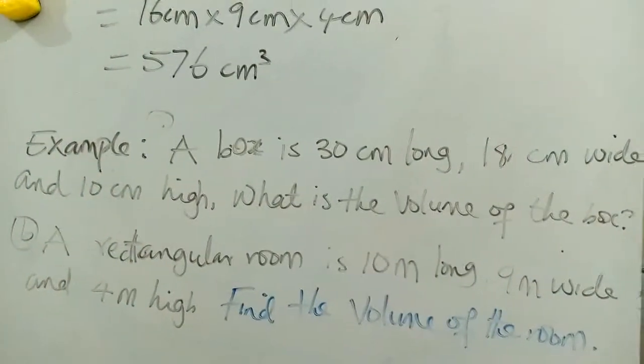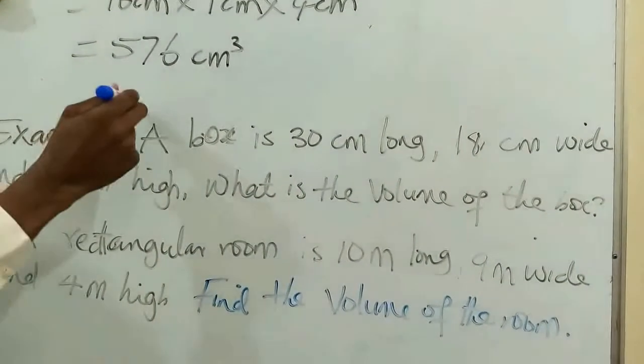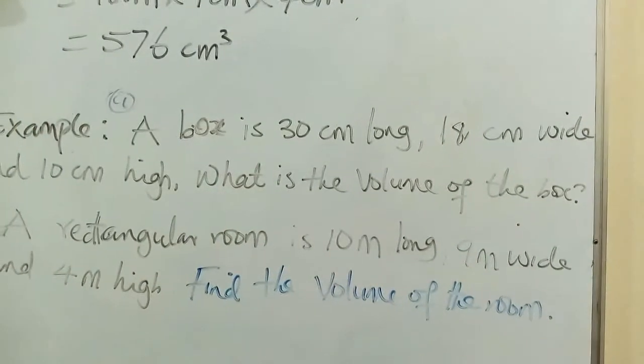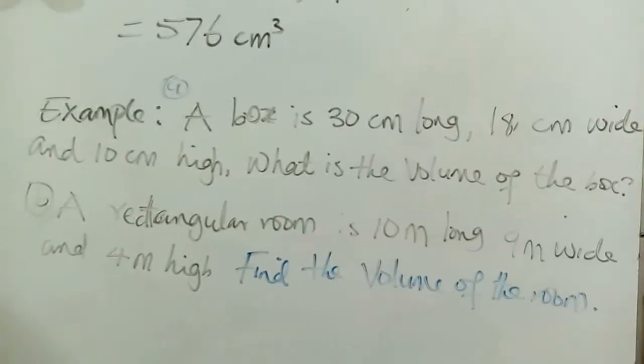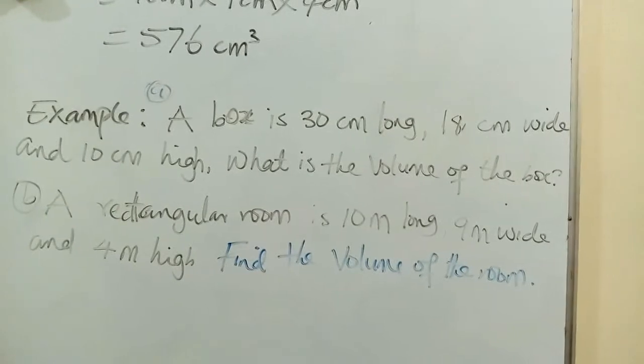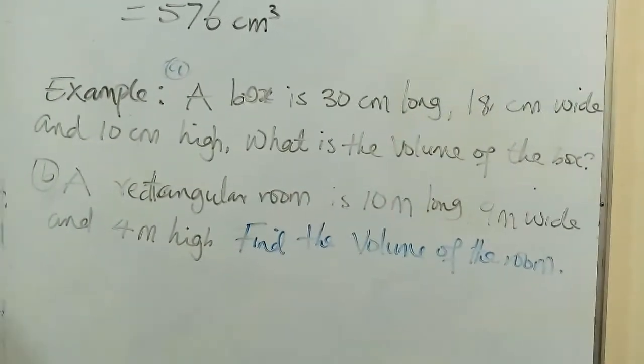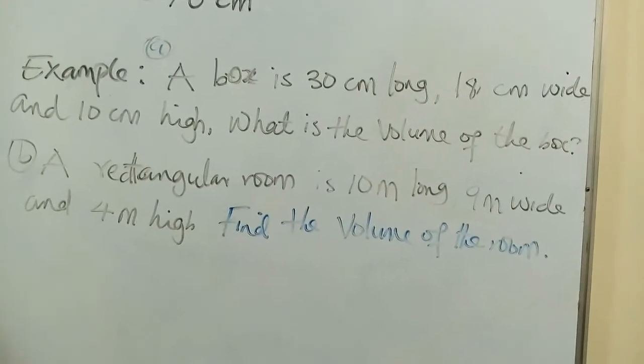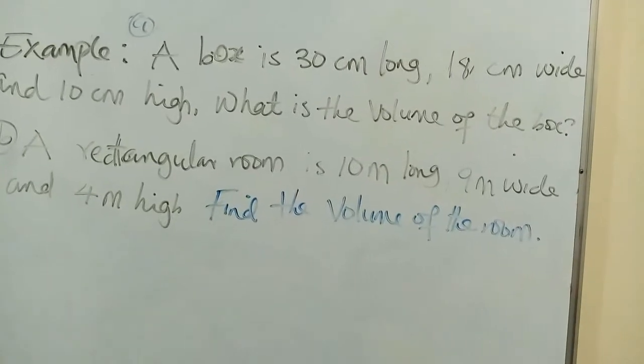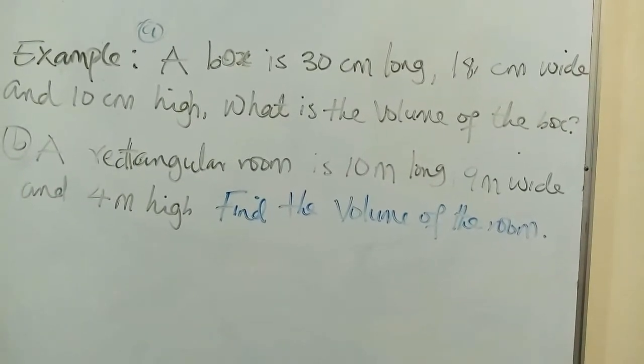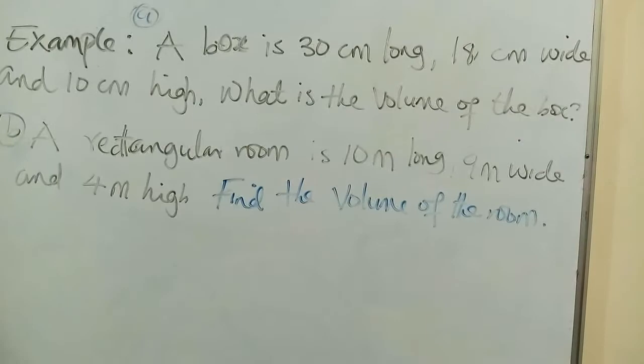A box is 30 centimeter long, 18 centimeter wide, and 10 centimeter high. What is the volume of the box? The second, a rectangular room is 10 meters long, 9 meters wide, and 4 meters high. Find the volume of the room.